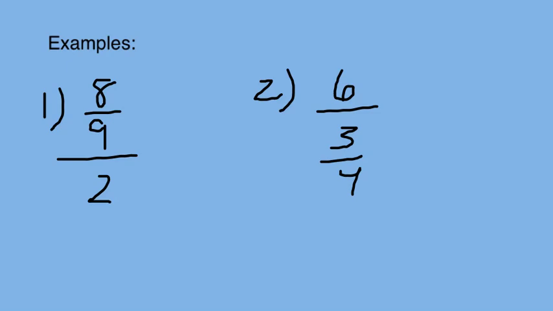Remember, we can write whole numbers as fractions. We can write whole numbers over 1 to make them a fraction. So what I want you to do now is to go ahead and rewrite these two examples, make the 2 into a fraction, and make the 6 into a fraction.